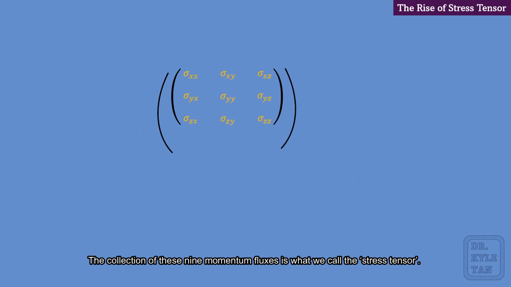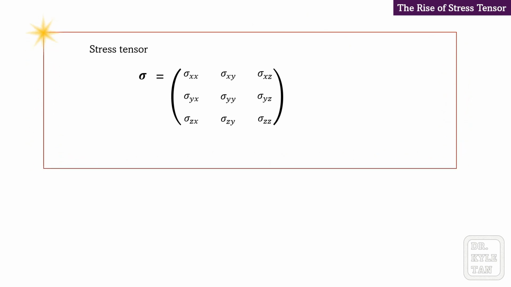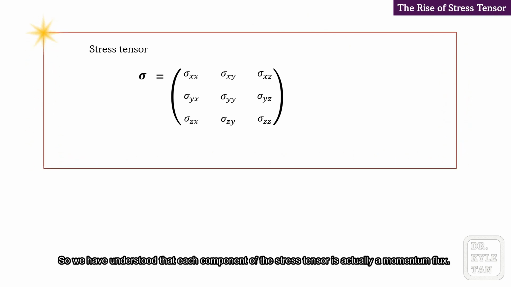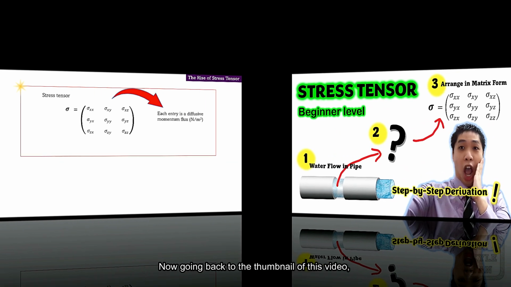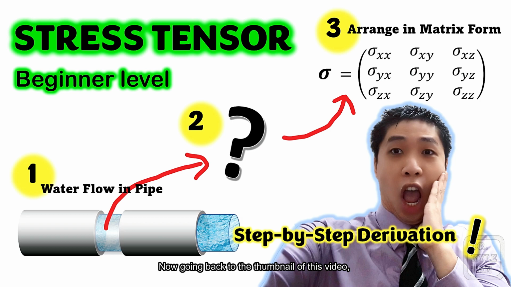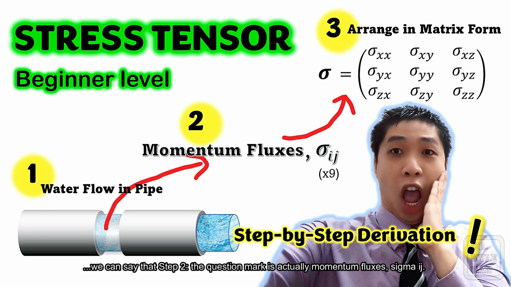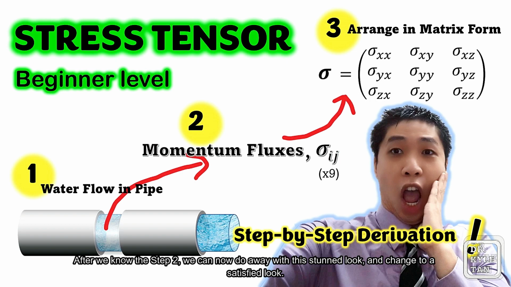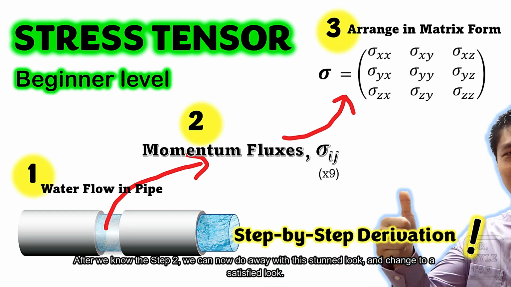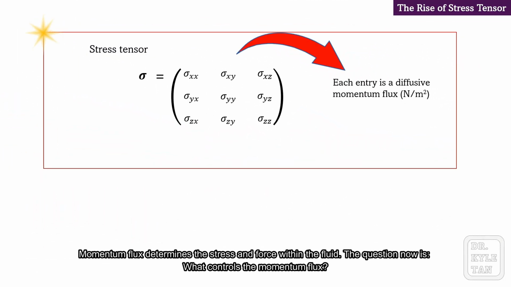The collection of these 9 momentum fluxes is what we call the stress tensor. The stress tensor is commonly represented in a 3x3 matrix form as shown here. So we have understood that each component of the stress tensor is actually a momentum flux. Now going back to the thumbnail of this video, we can say that step 2, the question mark, is actually momentum fluxes, sigma ij. We have a total of 9 momentum fluxes. After we know step 2, we can now do away with this dunce loop and chain to a satisfied loop. Momentum flux determines the stress and force within the fluid.